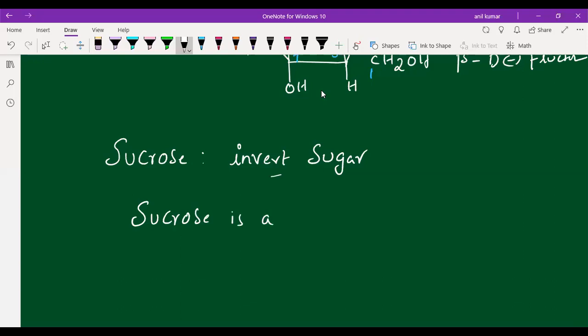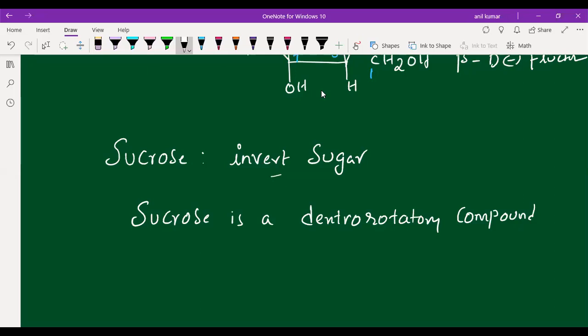Sucrose is a dextrorotatory compound. What do you mean by this sentence, students? Sucrose is a dextrorotatory compound means it will rotate the plane polarized light to the right side direction.